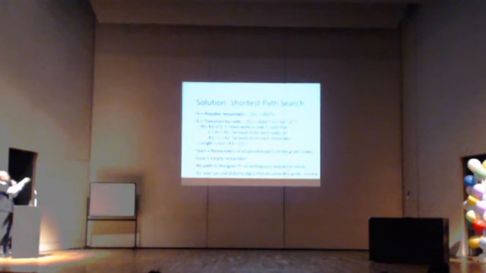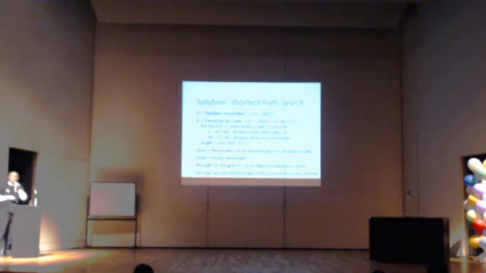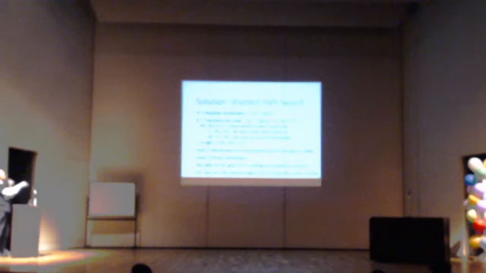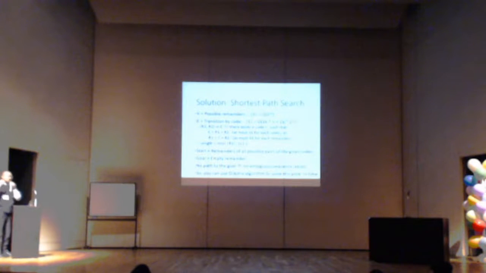And actually, the number of edges is bounded by this number. And you can start this shortest path search from all remainders that can be made from all pairs of the given codes. And of course, the goal is the empty remainder. If you can't find a shortest path, or any path to the goal, then there is no ambiguity. So you can use, for example, Dijkstra's algorithm to solve this problem in time. That's it.